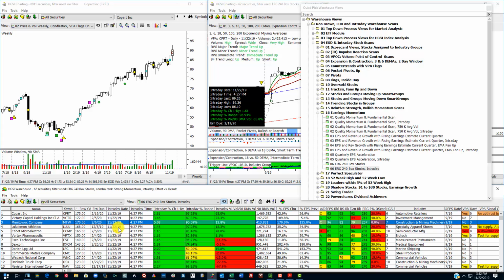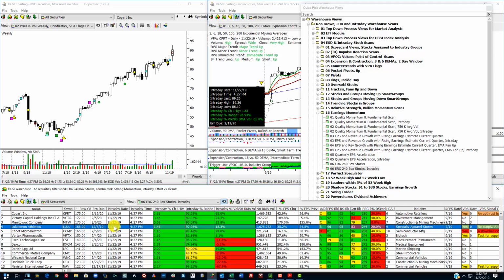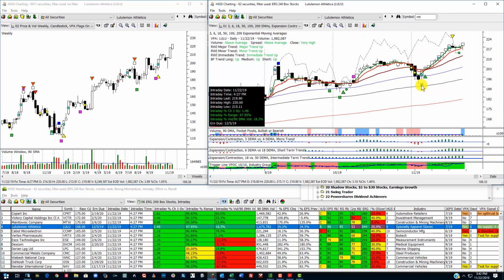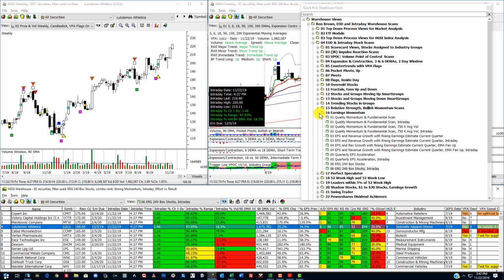Here's Manitowoc again. Here's Lulu. Let's look at Lulu. After this shakeout here, it reversed. Excellent VPA flags, and it has just continued to move up. So those are my earnings momentum stocks.